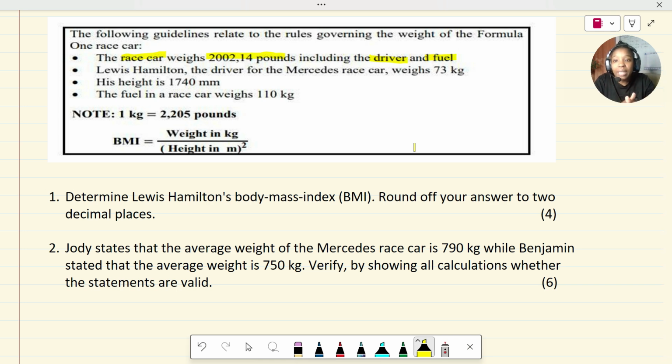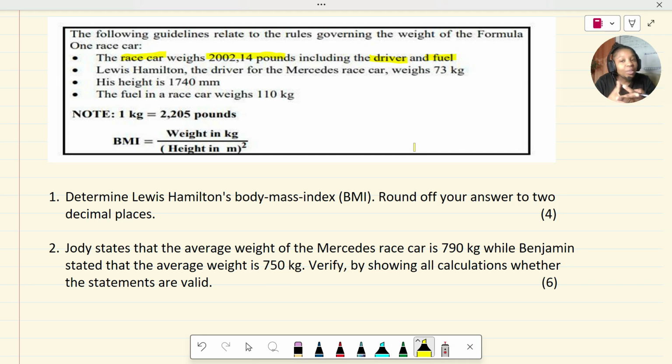We're also told that Lewis Hamilton, the driver of the Mercedes race car, weighs 73 kilograms. Then we're told that Lewis Hamilton's height is 1,740 millimeters. We are told that the fuel in a race car weighs 110 kilograms. And then we're given an equation that we can use to help us convert from pounds to kilograms. We are told that 1 kilogram is equal to 2.205 pounds. Then we're given that formula.